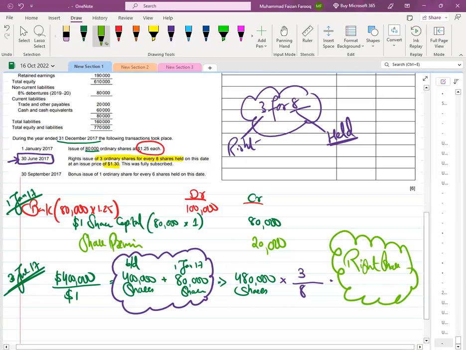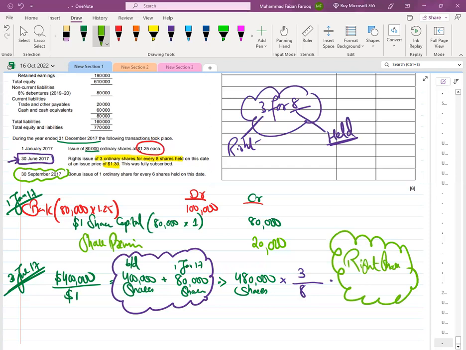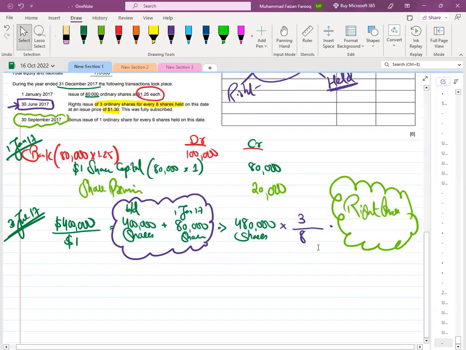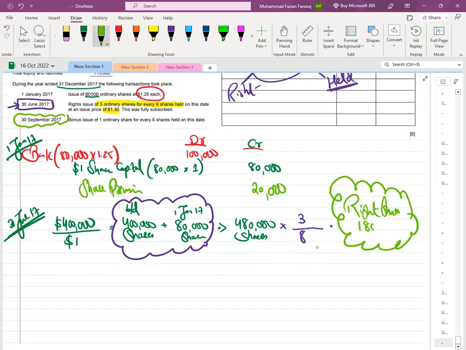But sir, didn't we do the bonus issue and the shares held for the bonus issue? Yes, we will do the same thing with the bonus one, but it comes after that. Just wait. First, tell me how many right shares? 180,000? Yes, it is 180,000.